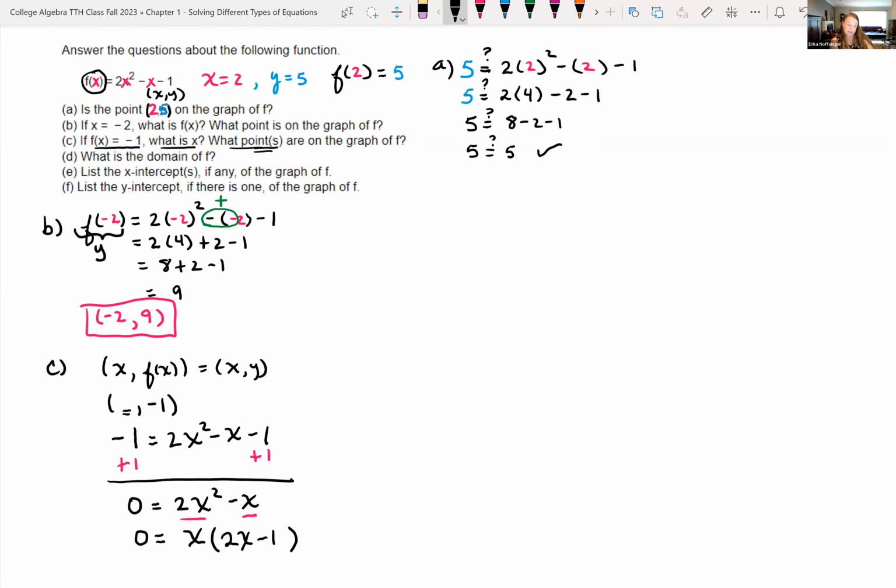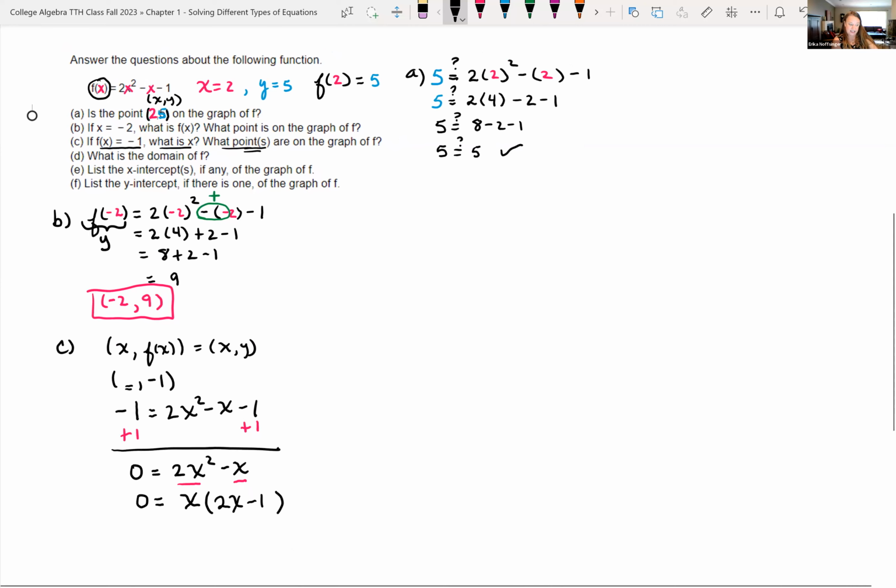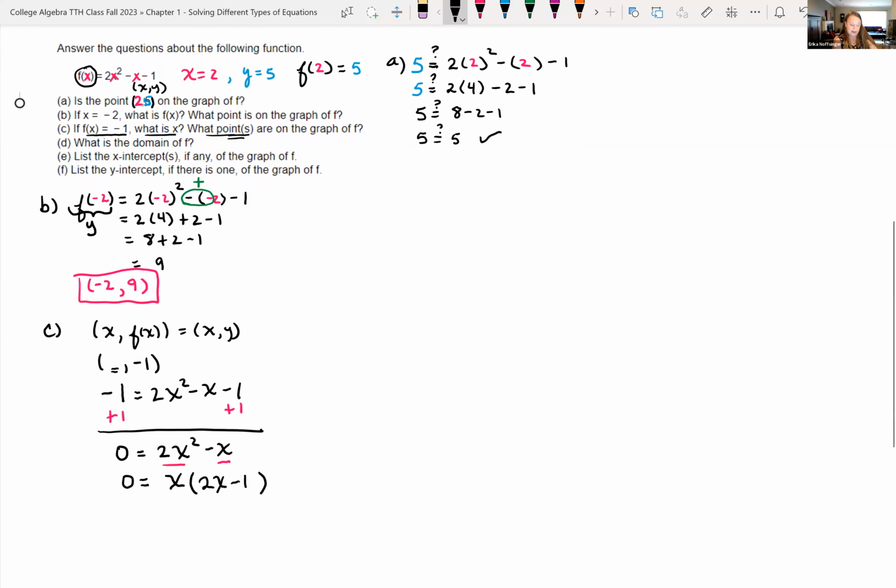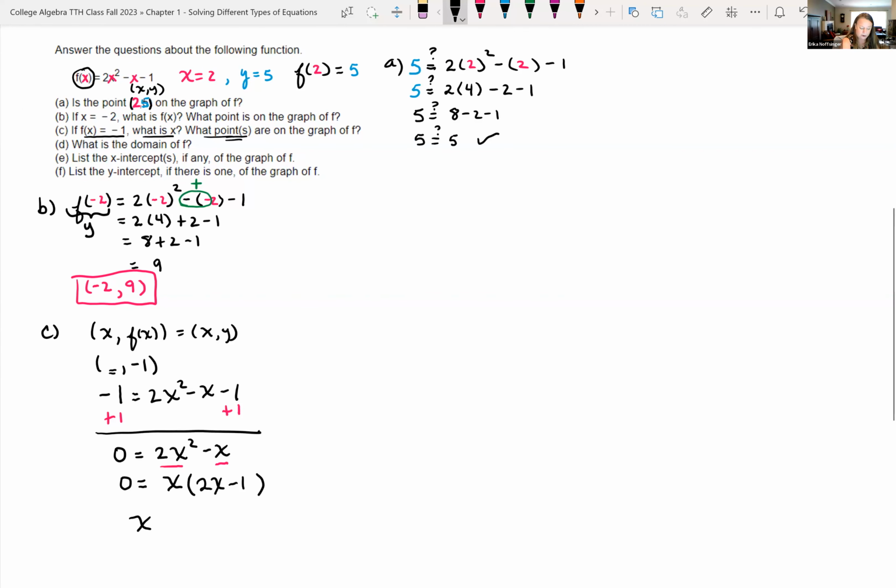So since I was able to factor it and the factors are set equal to 0, I can set each factor equal to 0 and solve. Well, x equals 0, that's already solved, or 2x minus 1 is equal to 0. So solving for x here, I would add 1 on both sides. I get 2x equals 1. And then I would divide both sides by 2 to get rid of the multiplication between the 2 and the x, and I get x is equal to 1/2.